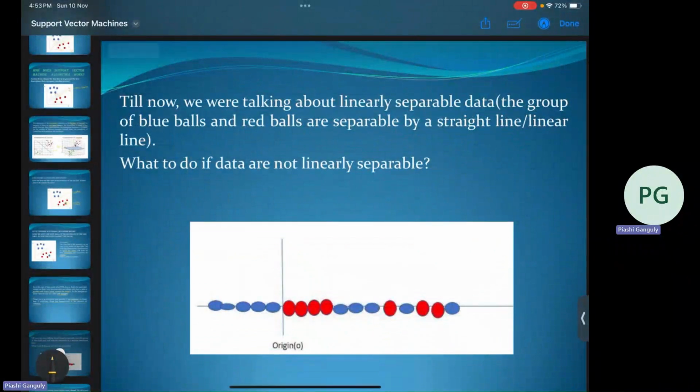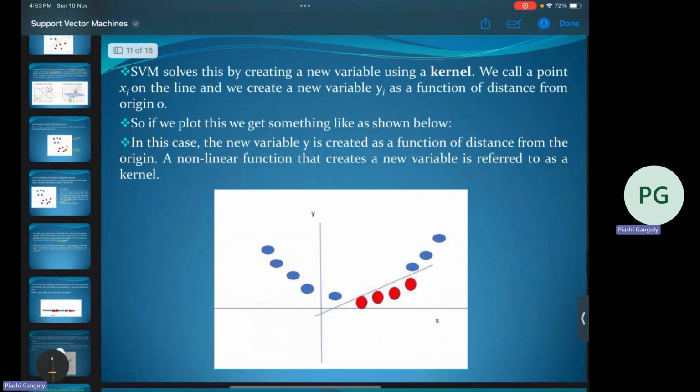Right till now, we were talking about linearly separable data. But what if the data is not linearly separable, like in this picture below? We cannot separate it with a single hyperplane, as we can see. So what to do at this point? SVM will solve this kind of problem, where the data points are not linearly separable, by creating a new variable which is called a kernel.